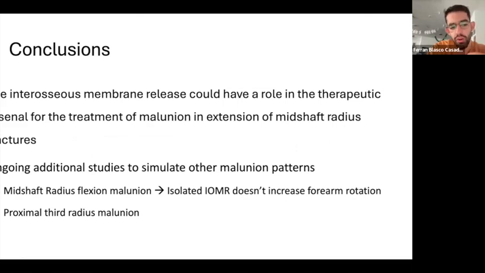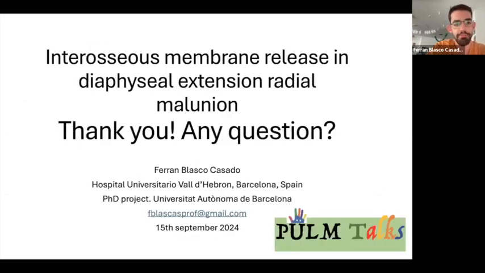We are conducting additional studies to simulate other malunion patterns. We are almost done with the mid-shaft radius flexion malunion, and we found, as preliminary results, that isolated interosseous membrane release doesn't increase forearm rotation. And we are starting the cadaveric model for proximal third radius malunion. Thank you very much.